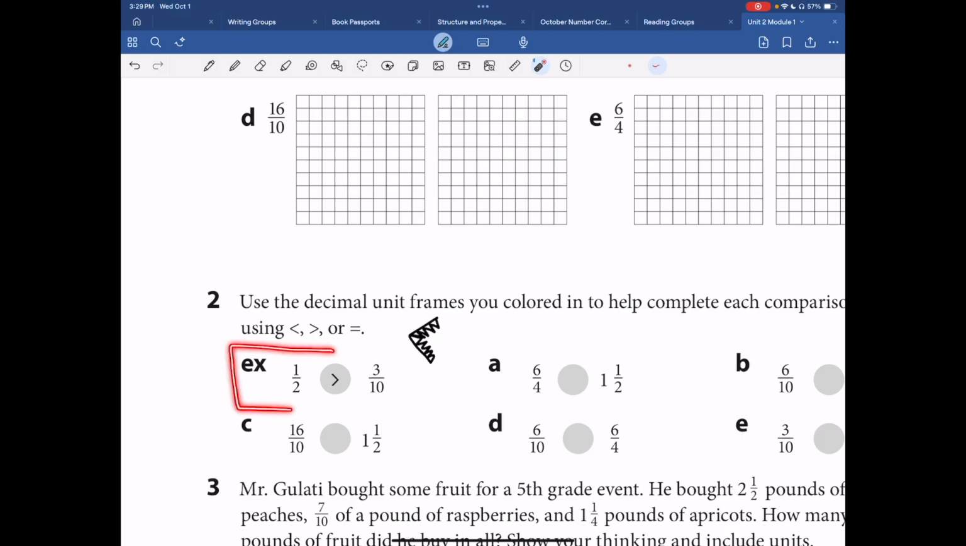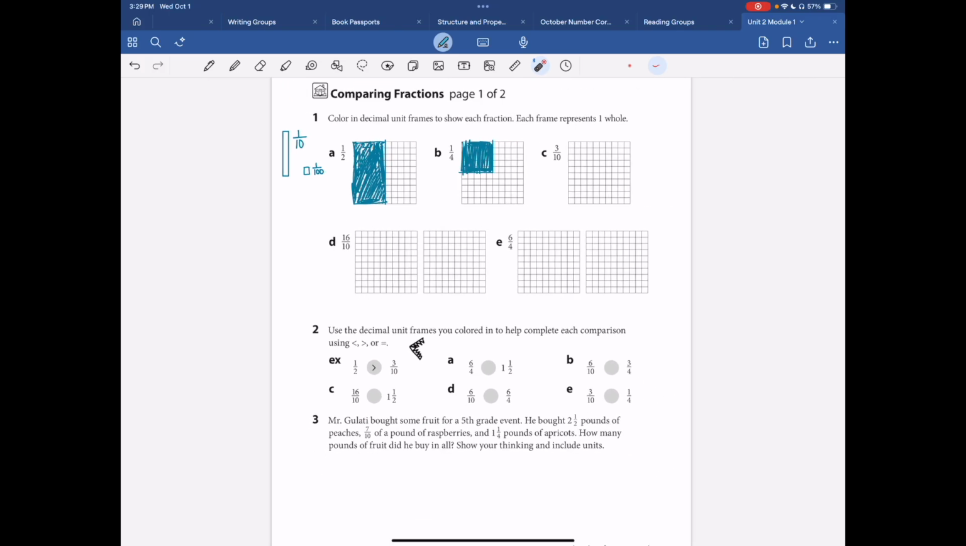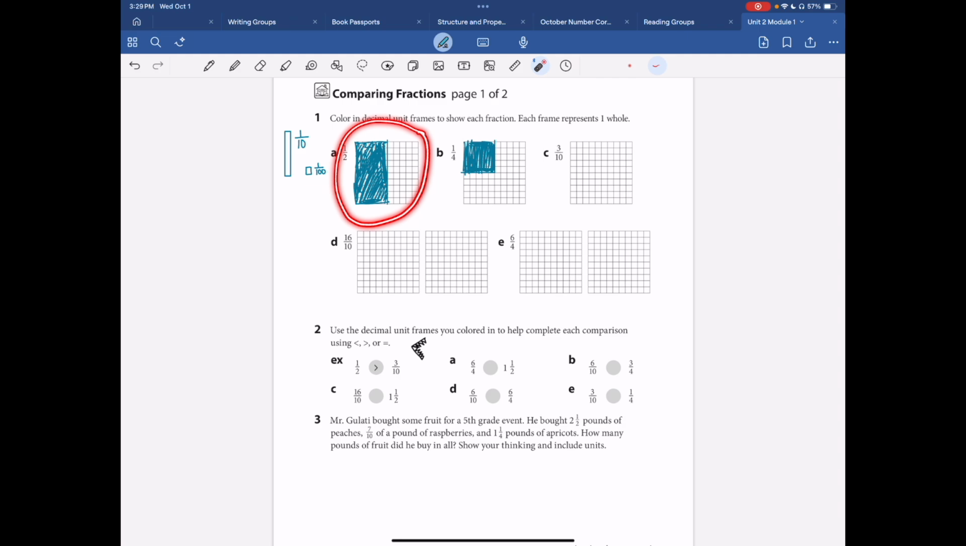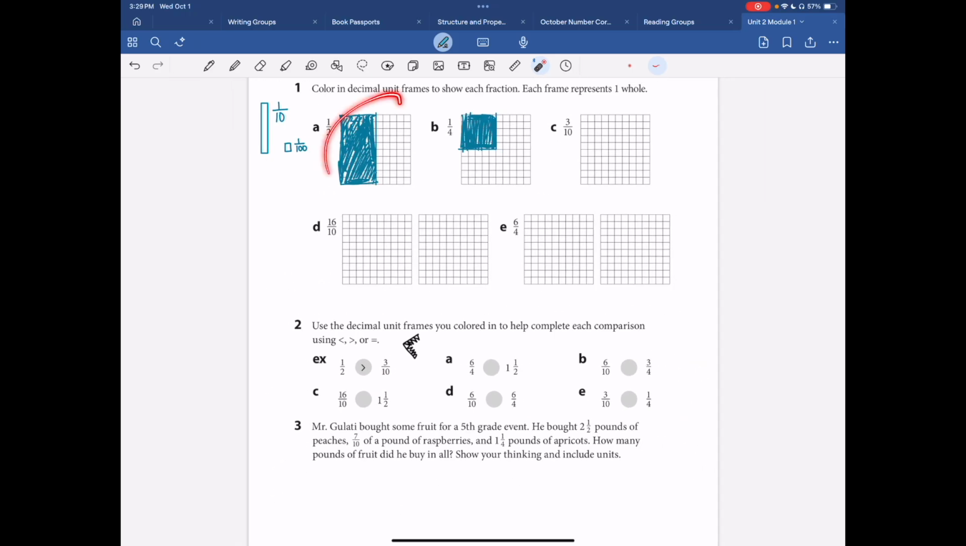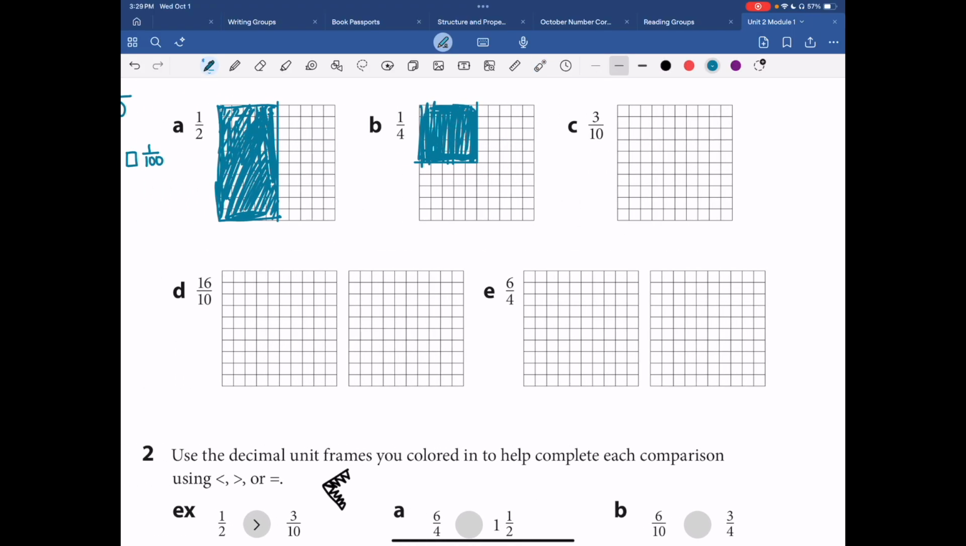So they did an example for us here. They have 1/2 and 3/10. So they looked back at their 1/2 and what was shaded in. They looked back at their 3/10, and then they compared it, and they saw that 1/2 was greater than, or had more shaded in than 3/10. And if we shaded in 3/10, here you can check your answer. It should look like this.